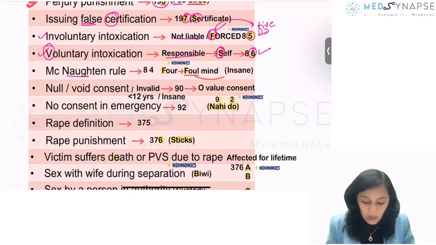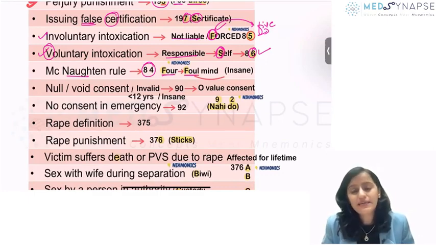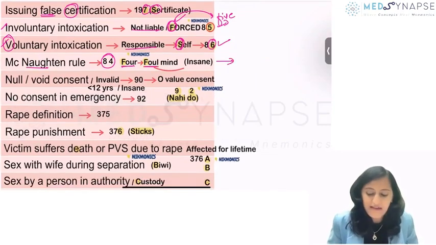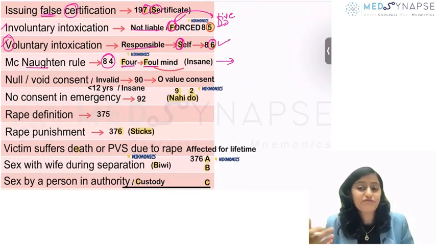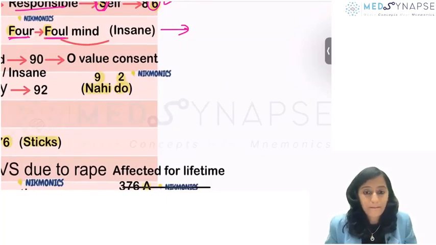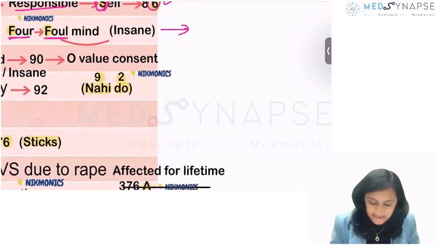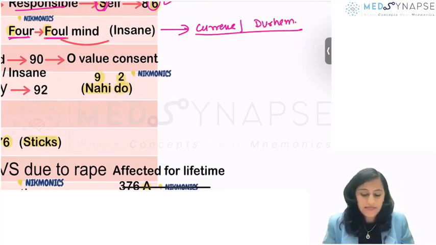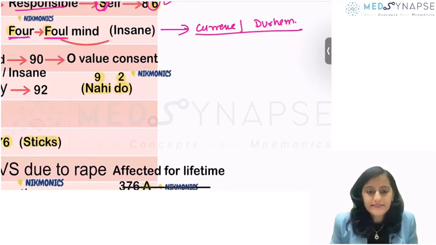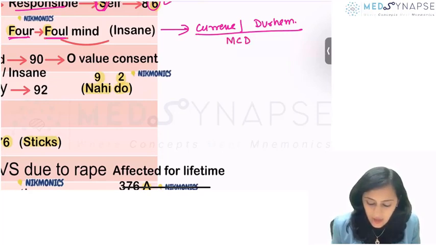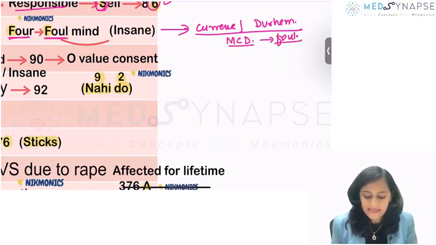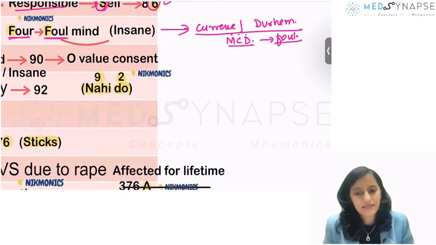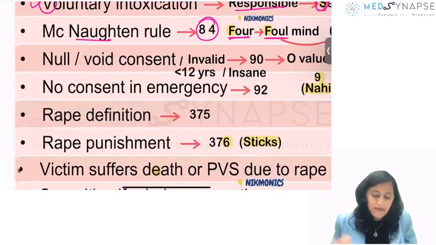McNaughton's rule is for the foul mind. Remember, foul is 4, it is 84. McNaughton's is foul mind, 84. What other rules do you have related to insanity? Yes, the Curran's rule and the Durham's rule. Remember McNaughton, Curran's and Durham's. You can remember as McDonald, MCD, foul mind, insane mind: McNaughton's, Curran's and Durham's.